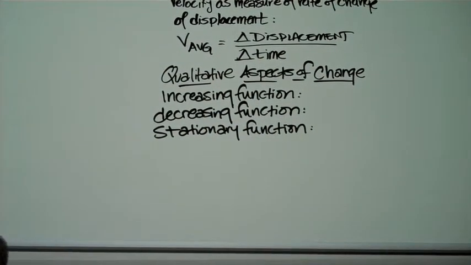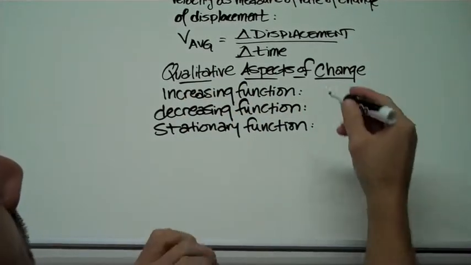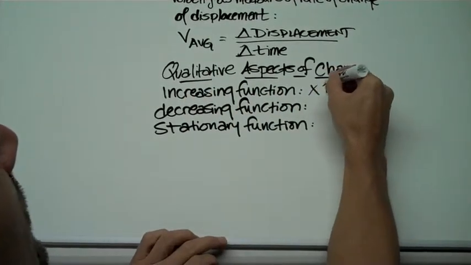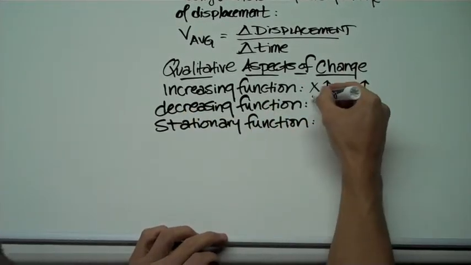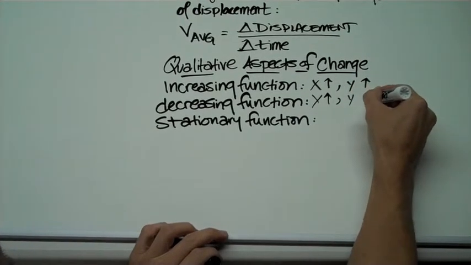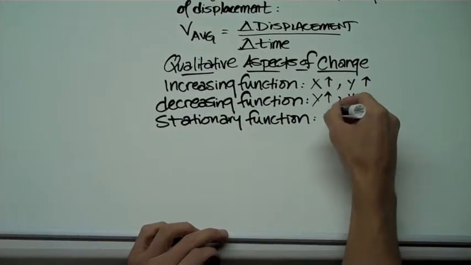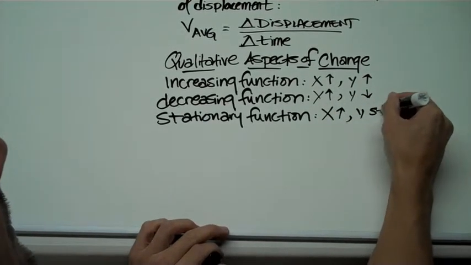We can also talk about the qualitative aspects of change. An increasing function means that as x increases, y increases. A decreasing function means that as x increases, y decreases. And a stationary function means that as x increases, y stays the same.